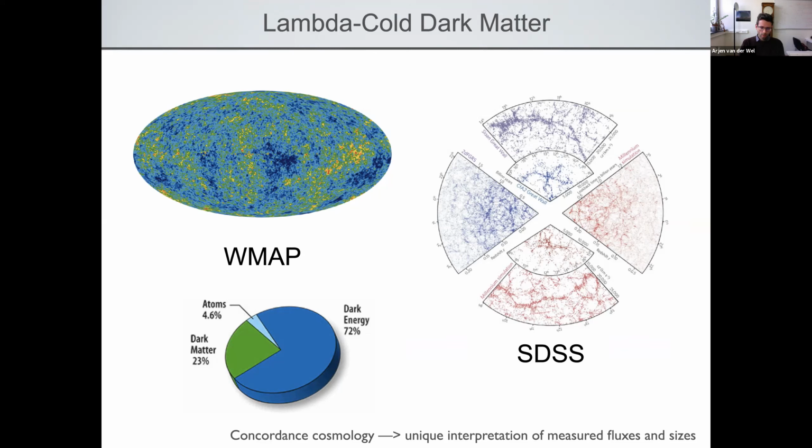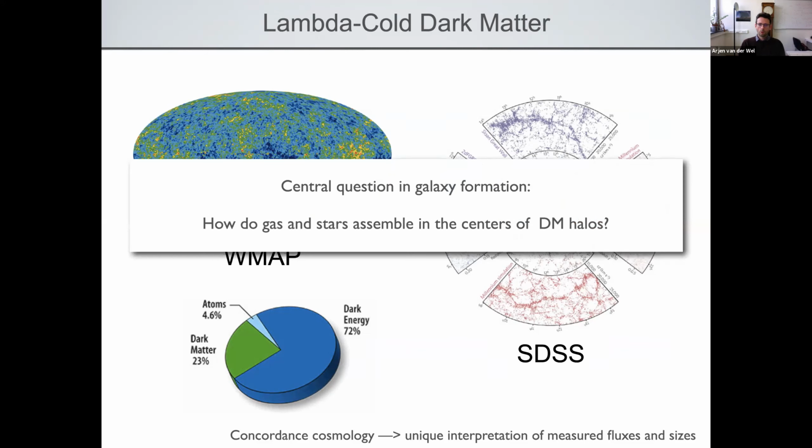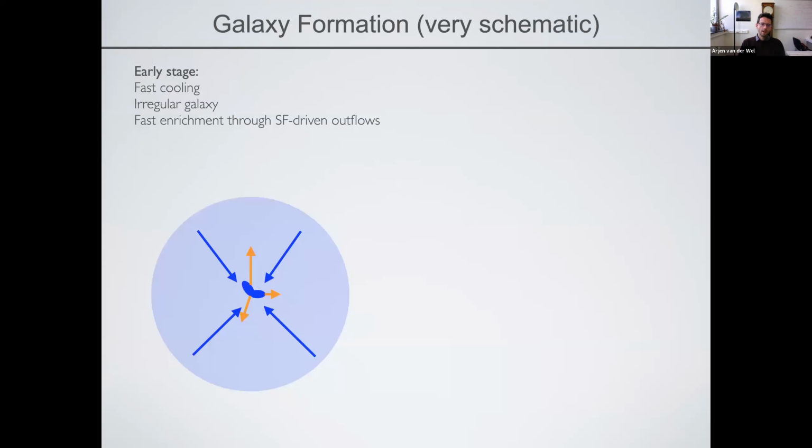So that brings all the questions into focus, and you can formulate the question of galaxy formation as, how do gas and stars assemble in the centers of dark matter halos? So what we think these days, and now this basically becomes a summary of my talk before I've given it, but it's also a much broader summary of the field as a whole, is that you start with a dark matter halo that is cooling rapidly.